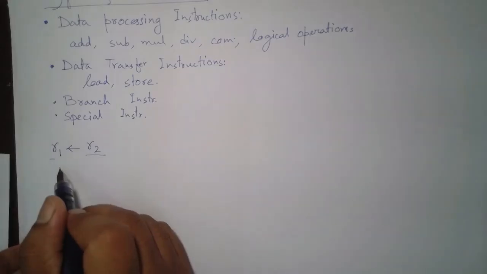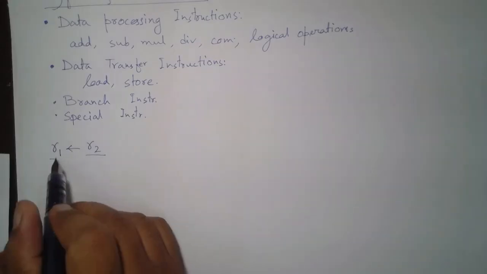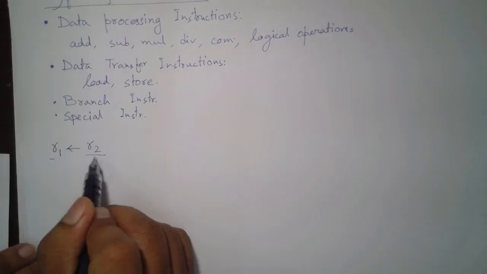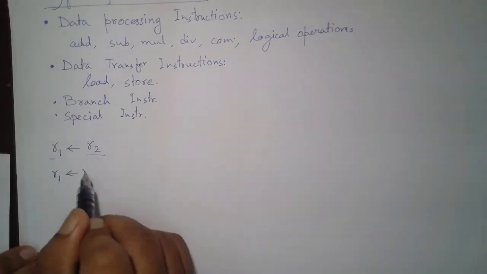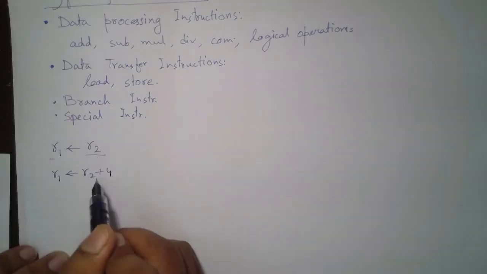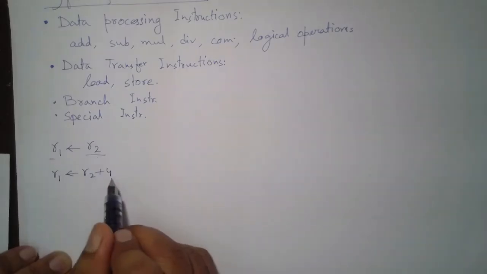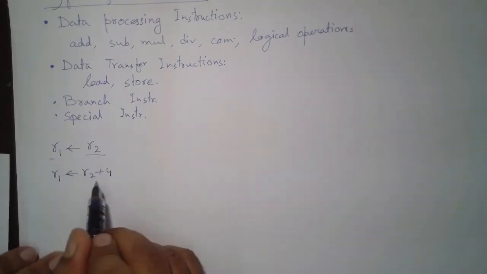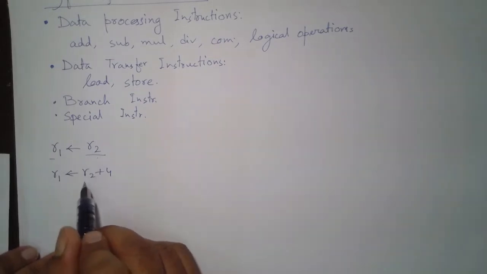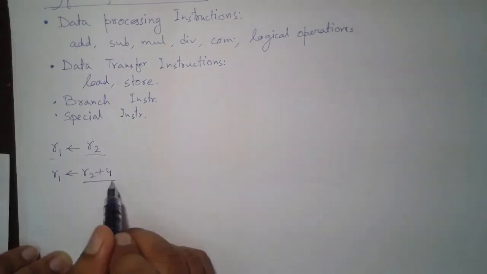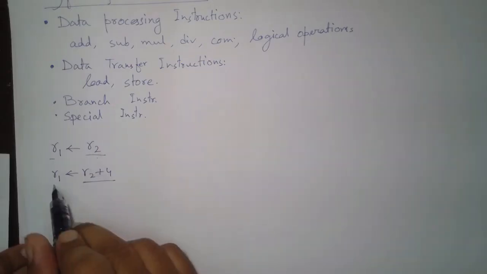Similarly, basically transfer the content of register R2 into R1. Similarly, if I write something like this, that means there is an immediate value. So, basically what we are saying is add 4 to the content of register R2 and then the total content is transferred to the register R1.